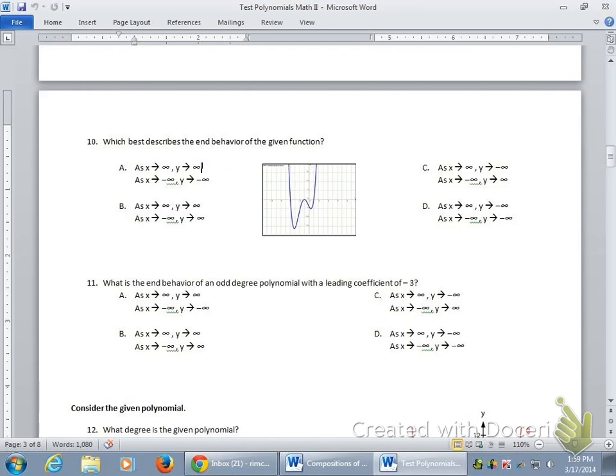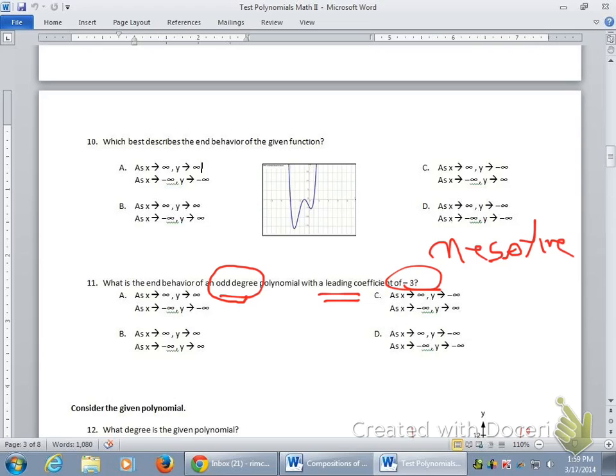We spent a lot of time looking at end behavior in that section. I think it's, oh my goodness, chapter 6, section 4 or 5. But check out the end behavior there. There's not a lot I can say about 10. Number 11, I will remind you that is an odd degree. What do odd degree functions look like, and I'll remind you that the leading coefficient was negative.